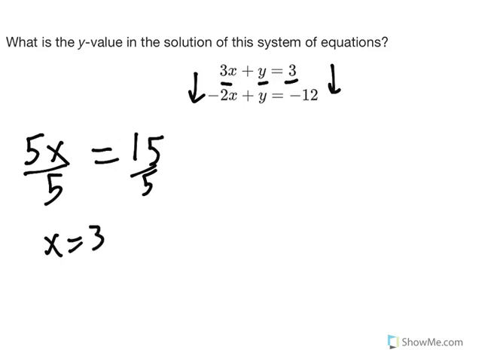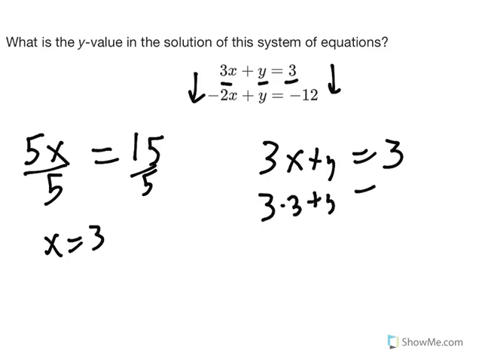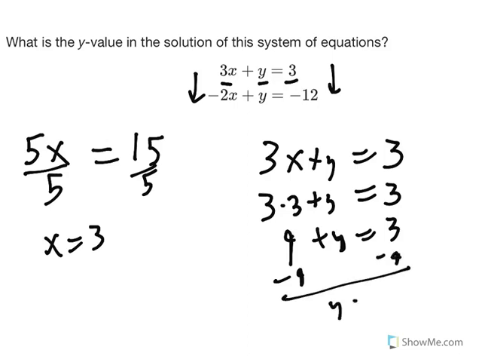What I would do now is pick one of the equations, 3x plus y equals 3. I'm going to plug in x. So 3 times 3 plus y equals 3. So 9 plus y equals 3. Subtract 9 from both sides, and y would equal negative 6. So my solution to this problem is going to be 3, negative 6.